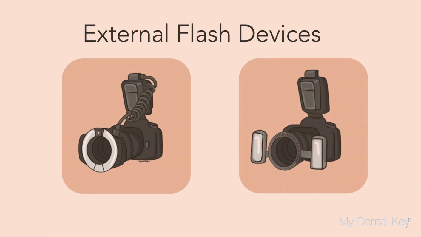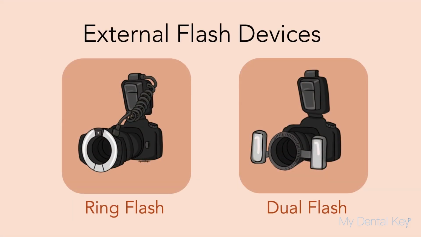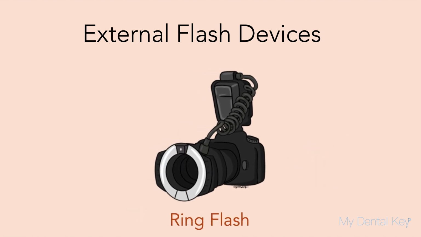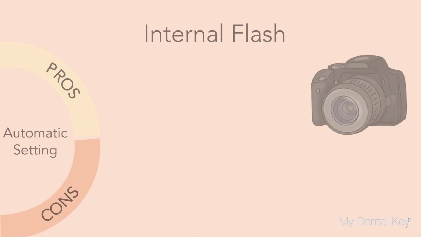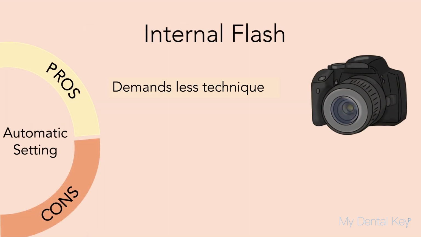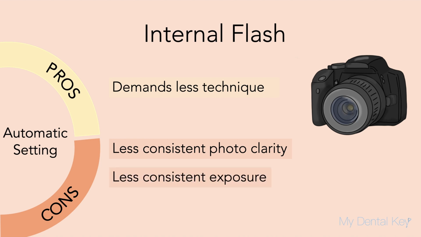Some cameras have an internal flash, whereas those that do not may be used alongside an external flash device, such as a ring flash or dual flash. These may be commonly seen in dentistry, where an external unit may be attached onto the body of the camera. While the automatic setting is less technique sensitive, it may lead to less consistent photo clarity, exposure, and quality.